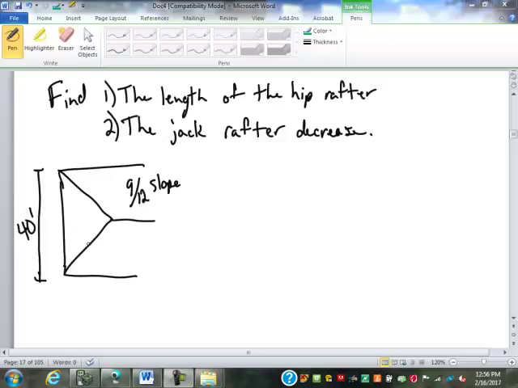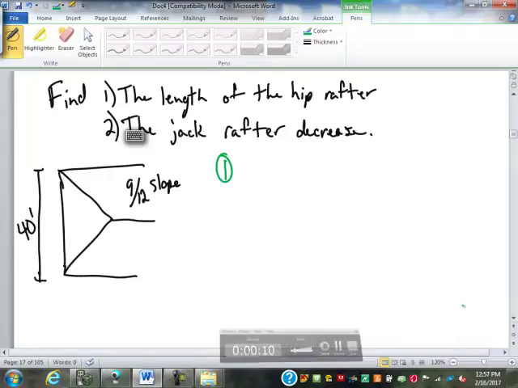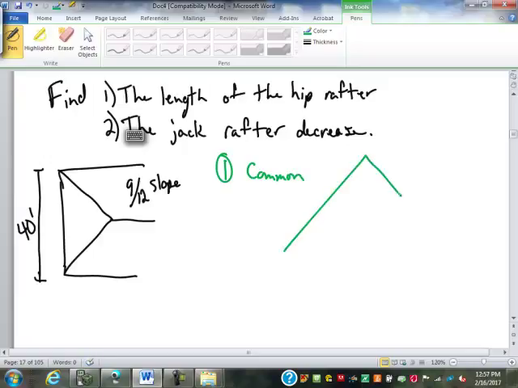So on this one, what's our first step? Okay, yes, we're going to look at the common rafter. And yes, we're going to be finding, this is 40 feet. This is a 9/12 slope. We have to find H and J.